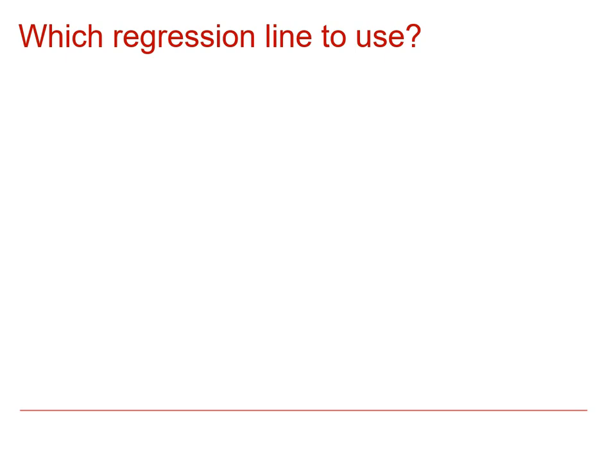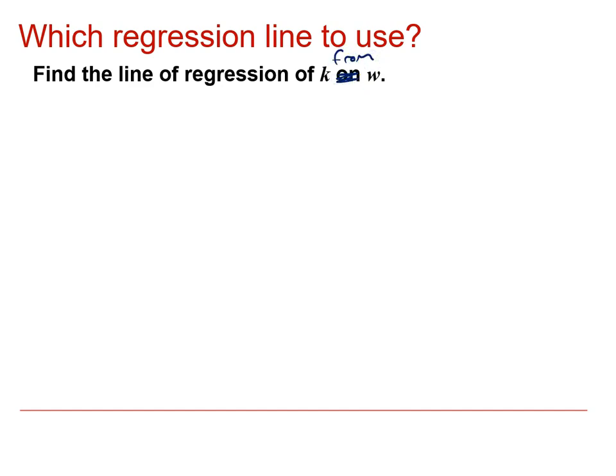Sometimes it can be confusing over which regression line we want to use. Remember that we're only going to have two regression lines when we're dealing with random on random data. So if we're asked to find the regression line of k on W, a good way of thinking about it is, rather than on, from. Find the line of regression of k from W. In other words, we want to find the value of k from the value of W.